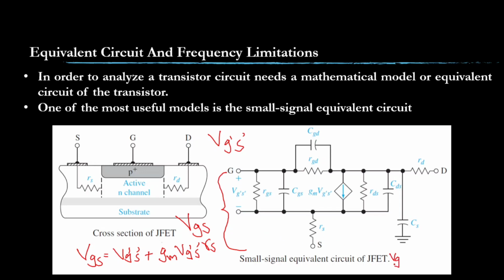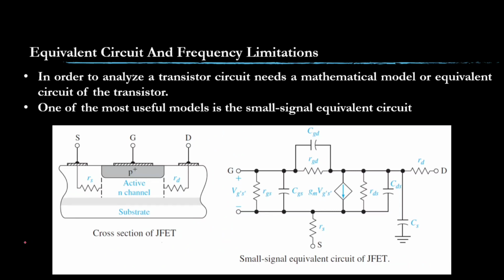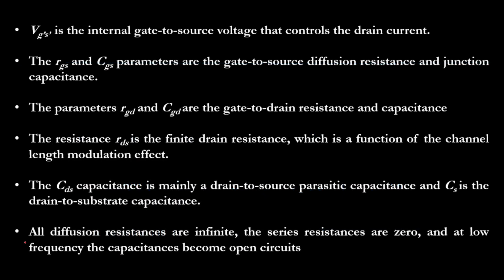VGS is equal to 1 plus gm into VG'S'. So this is the difference between VG'S' and VGS. I hope you understand the difference between the exact VGS and VG'S'. Shall we proceed? The same thing I have written over here.